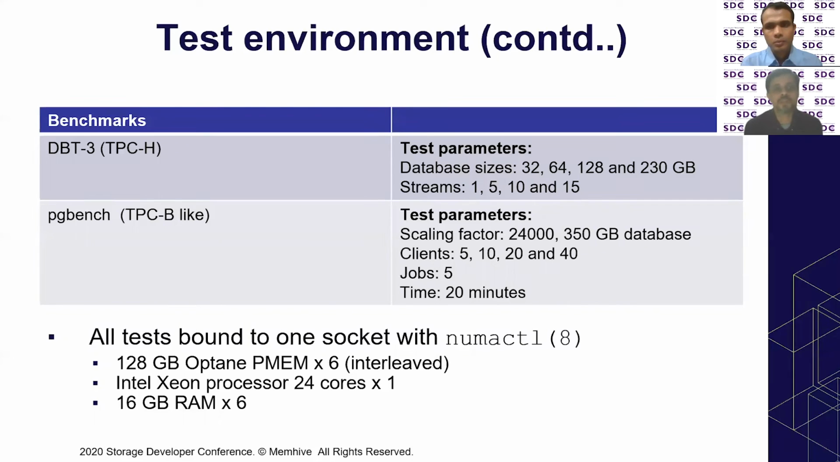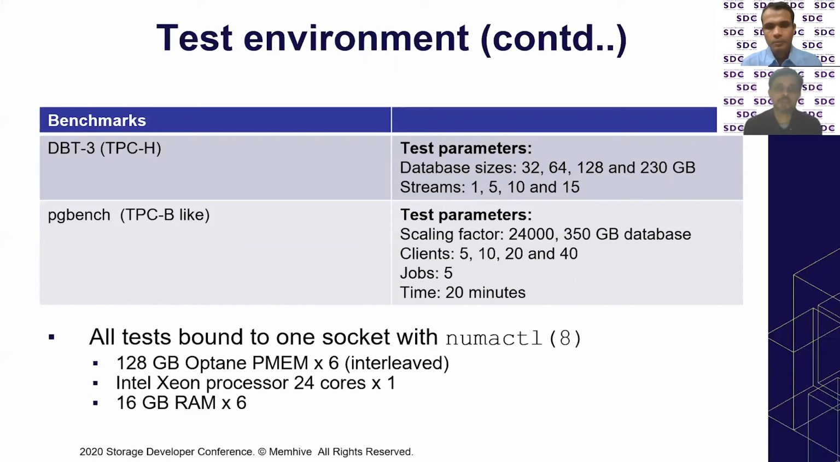So the DBT3 tool has various options to vary the database sizes, the streams, and all that, which is part of the TPC-H specification. In our test with DBT3, we have used database sizes ranging from 32 gigabytes to 230 gigabytes. The number of streams has been varied from 1 to 15. Talking about that in the next slides.